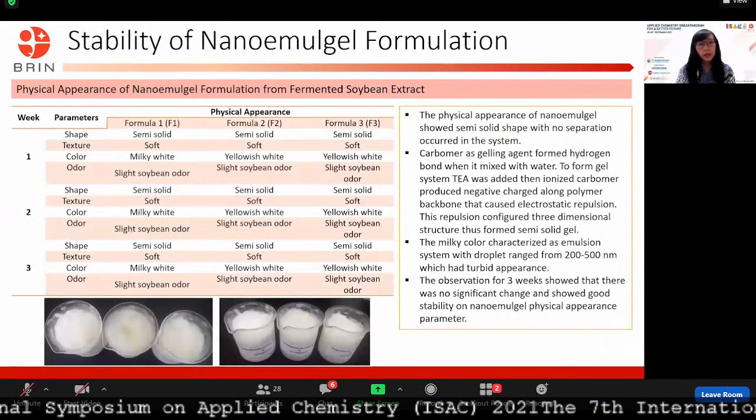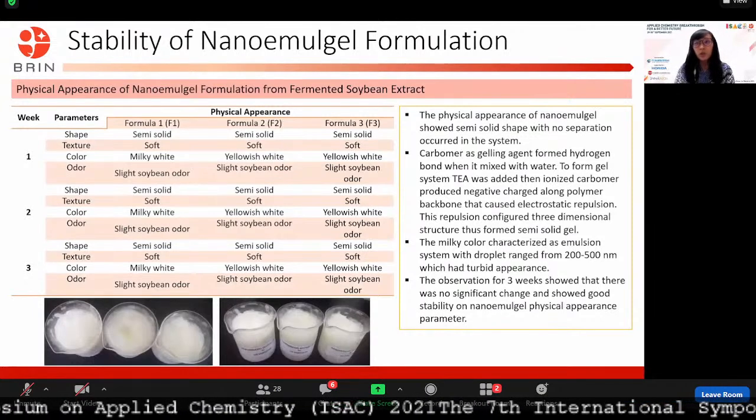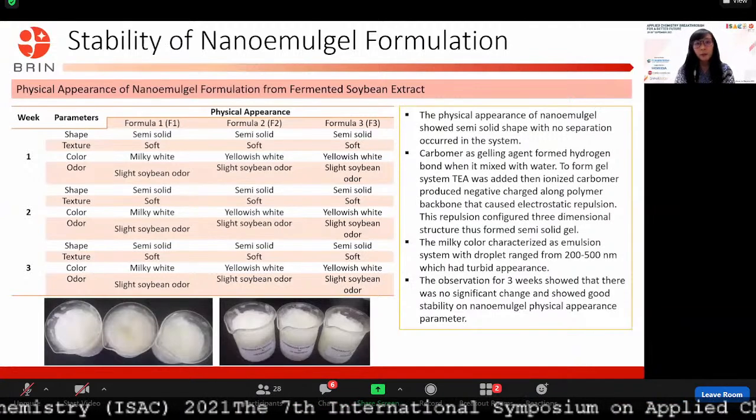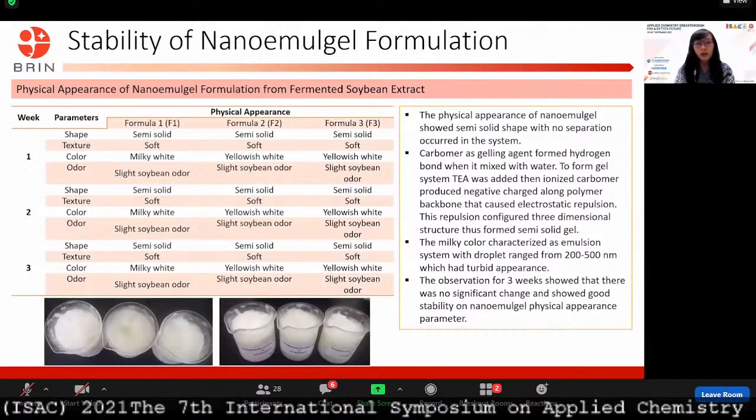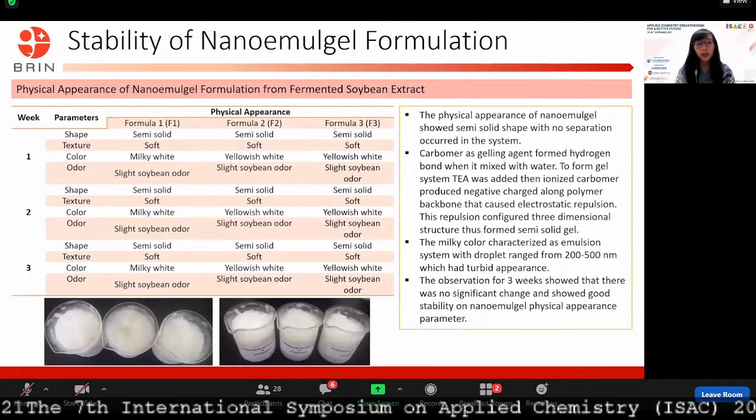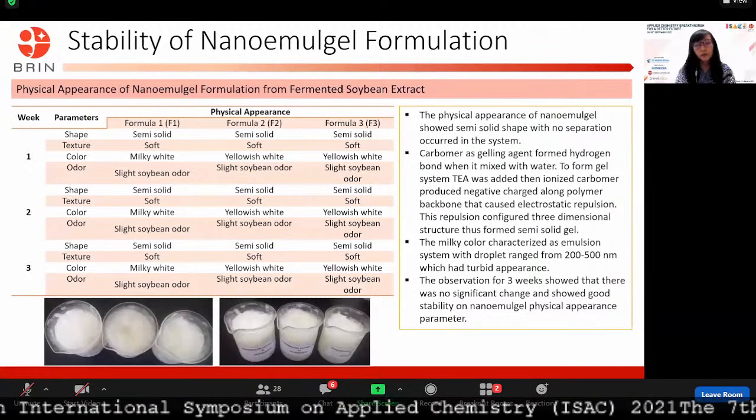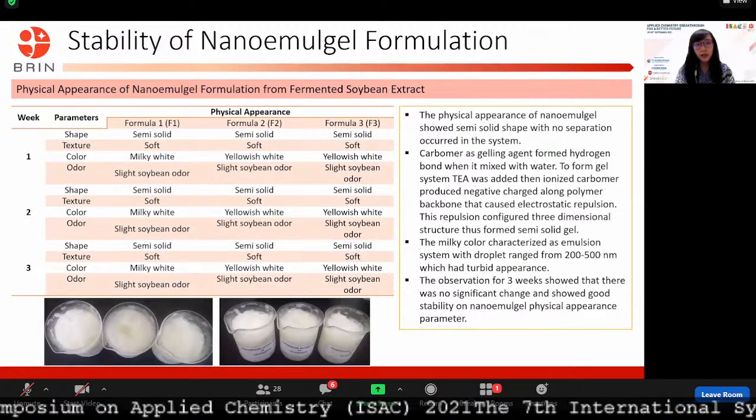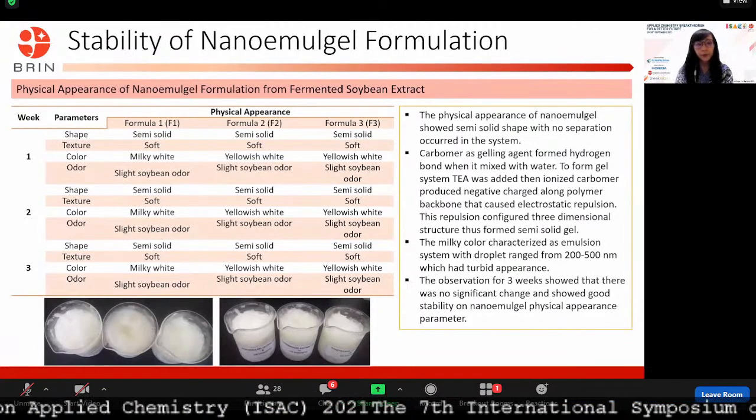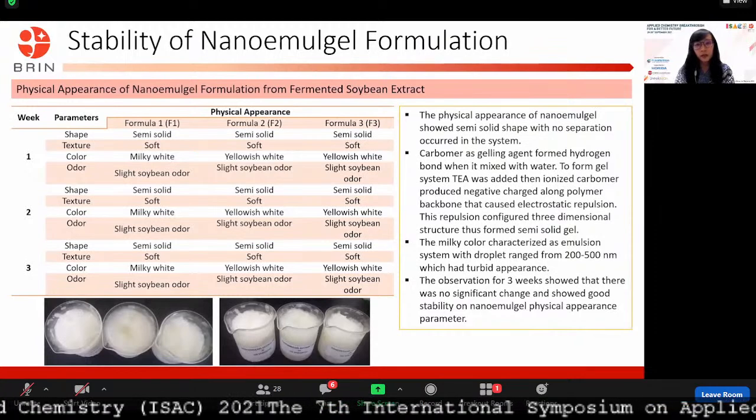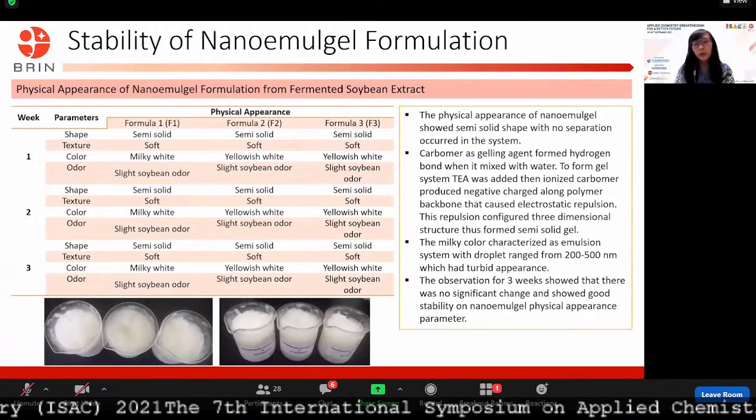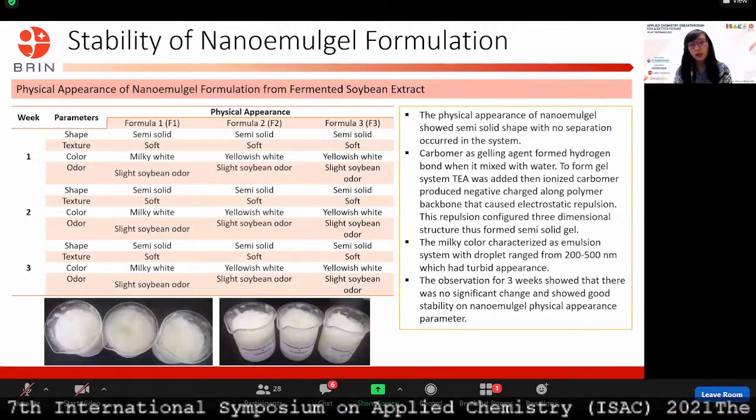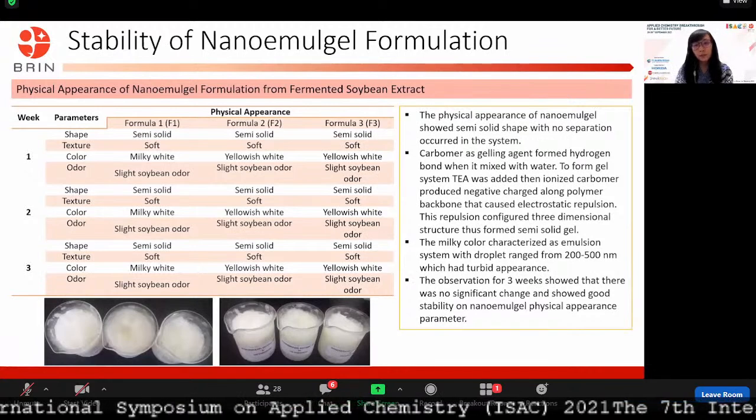This is the result of stability of the nano-emulsion formulation, which was done using the accelerated stability test, where the sample was stored at 5 degrees Celsius and then altered to 40 degrees Celsius every 24 hours. So this is the result that shows the physical appearance of the nano-emulsion: a semi-solid shape with no separation appearing in the system, as seen in the picture.